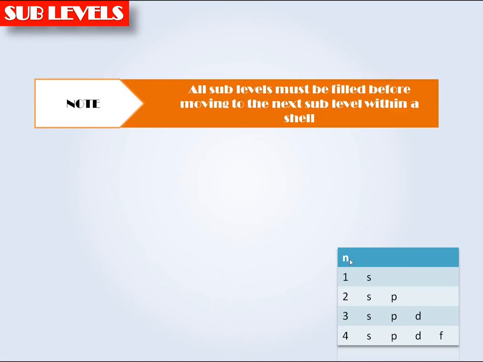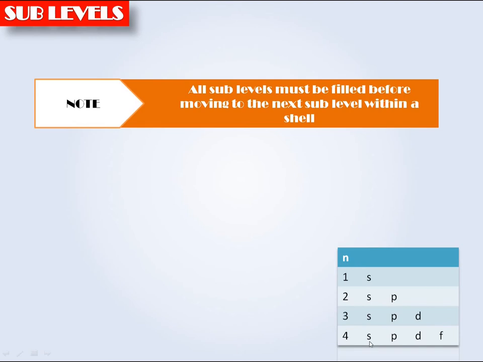So now, if we're looking at some notes, the first note we recall is that all sublevels must be filled before moving to the next sublevel within the shell. What does that mean? That means once you have this sublevel, you have to fill it up with electrons before you move on to the next sublevel within the shell.